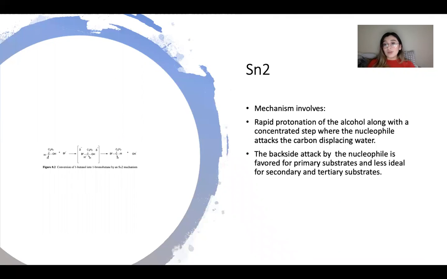SN2. The mechanism for SN2 involves rapid protonation of the alcohol along with a concerted step where the nucleophile attacks the carbon, displacing water. The backside attack by the nucleophile is favored for primary substrates and less ideal for secondary and tertiary substrates.